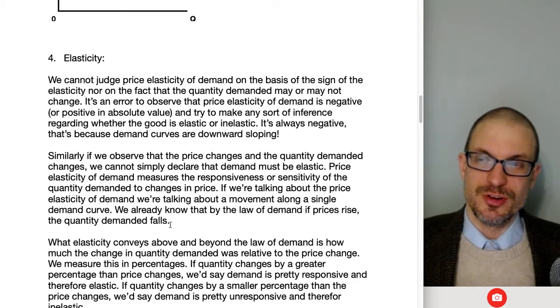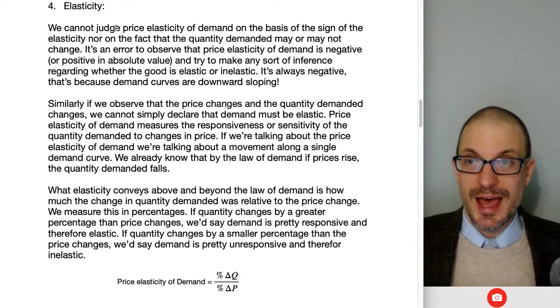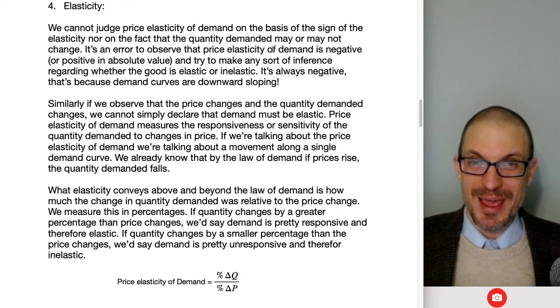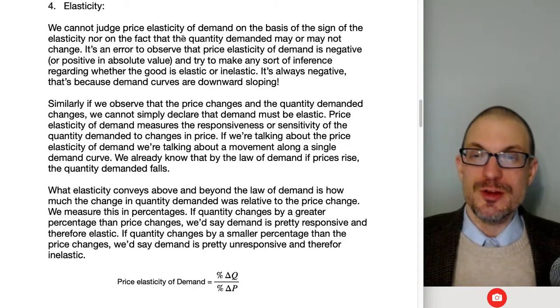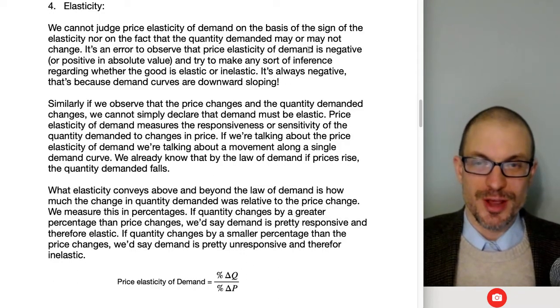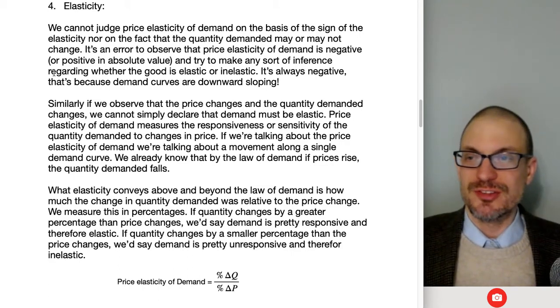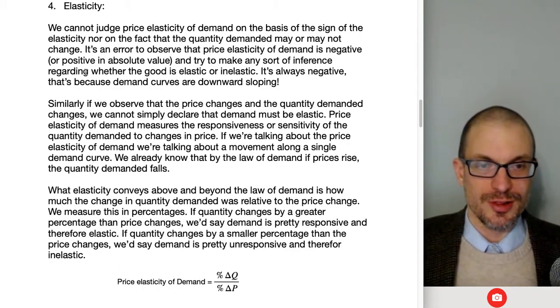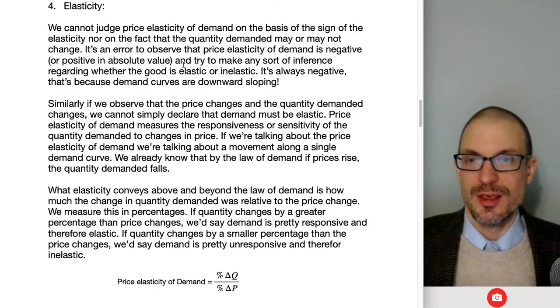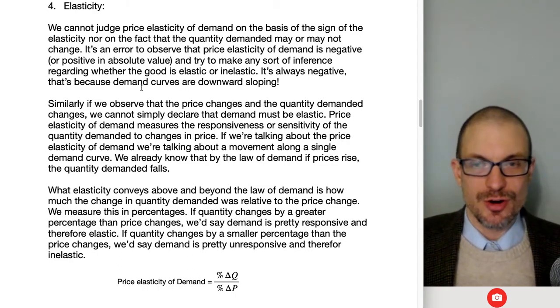There are a lot of misunderstandings that creep up around elasticity, right? Namely, we cannot judge price elasticity of demand on the basis of the sign of elasticity, nor on the fact that the quantity demanded may or may not have changed. It's an error to observe that the price elasticity of demand is negative or positive in absolute value, and then try to make some type of inference about whether the good is elastic or inelastic, right? The reason why is, well, the sign's always negative, and the reason that happens is because demand curves are downward sloping.